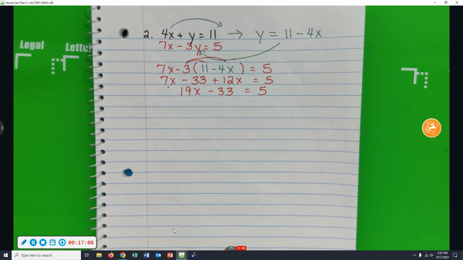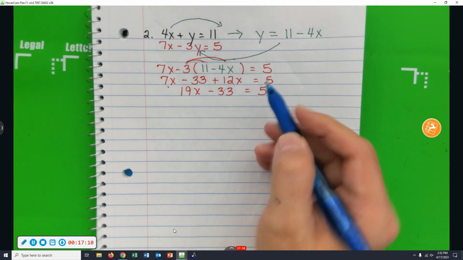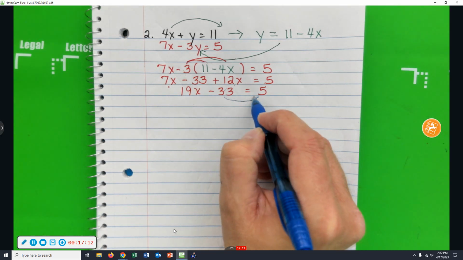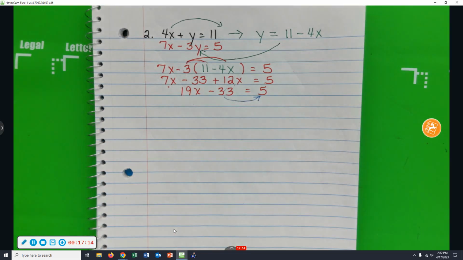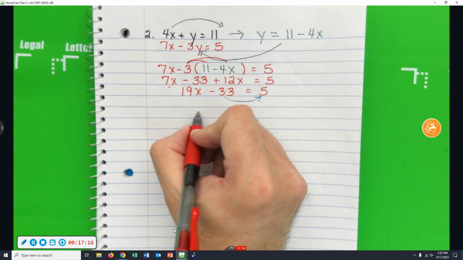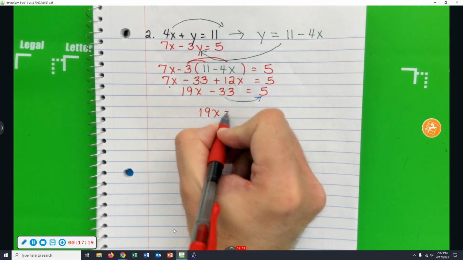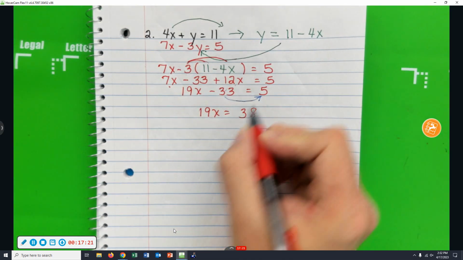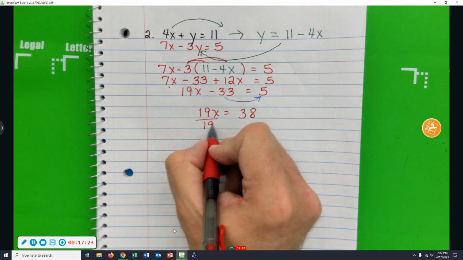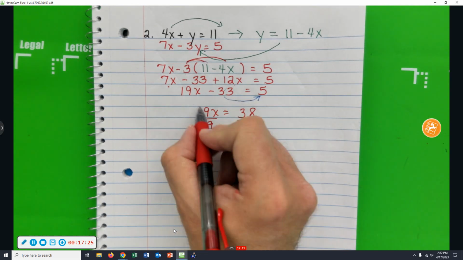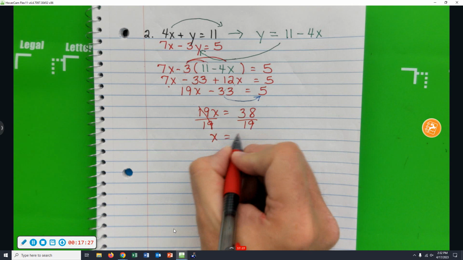Mary May, you're ahead of me, aren't you? Because you already have the... Then you add the 33 over. So we have 19x equals 38. Divide by 19 to get x equals 2.